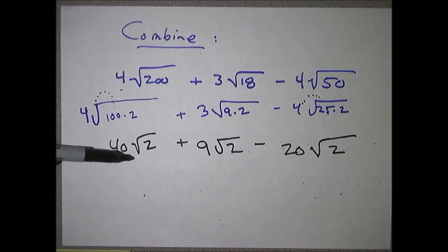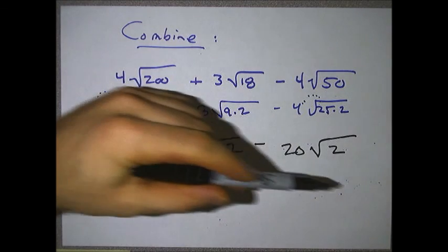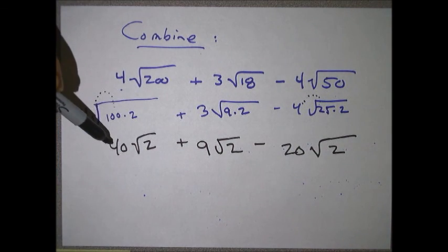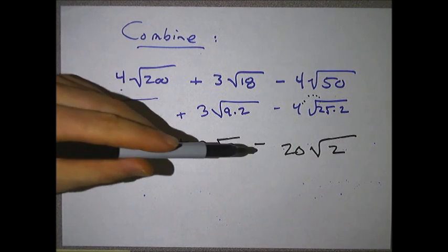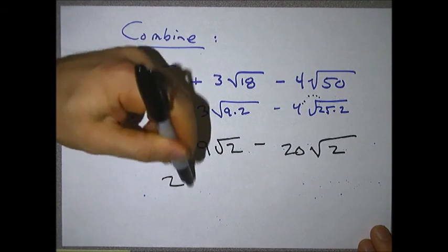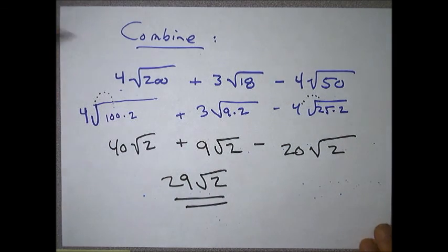Now when you look at these, all three of them have a root 2, root 2, root 2. Now you can do your math. 40 plus 9 is 49, and 49 minus 20 is 29. Square root of 2 is your final answer.